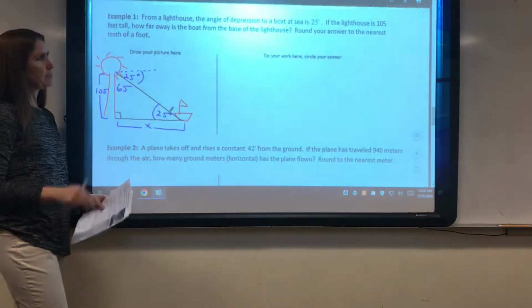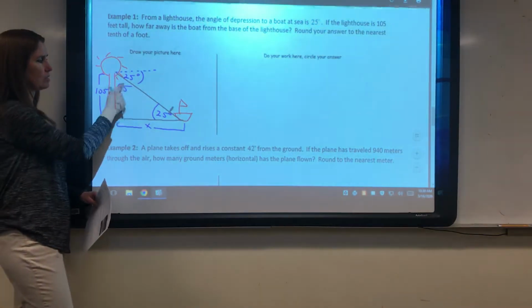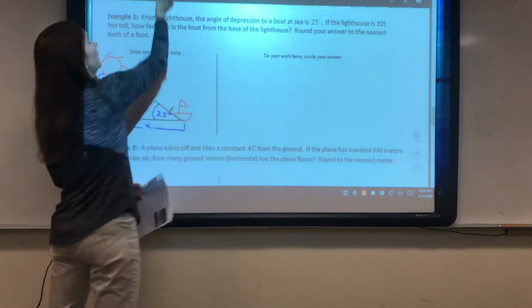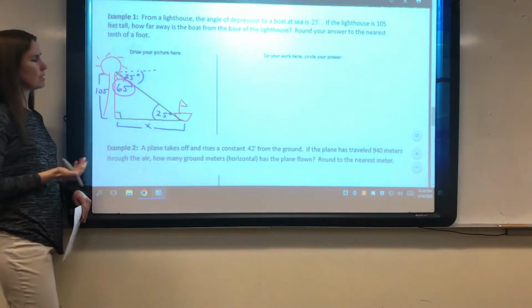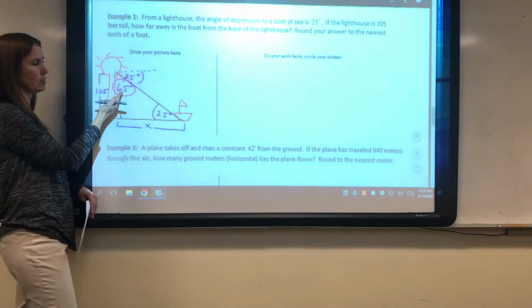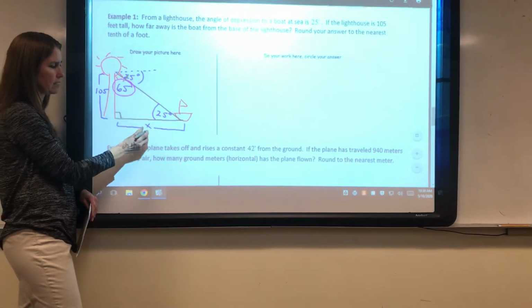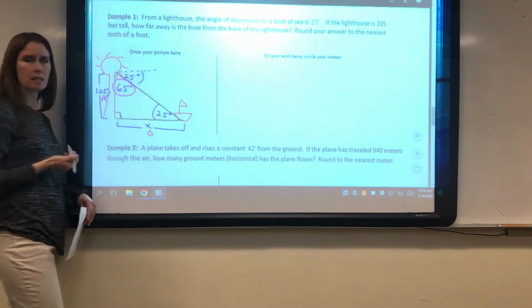So I'm going to do this one like I did in my notes that are on Canvas, and I used the 65 this time. Whichever one you're going to use, I would circle that so you don't get confused about which one you're using. Compared to the 65, this x is opposite, and this 105 is adjacent.